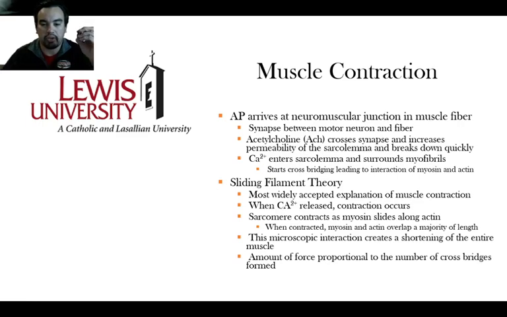This microscopic interaction creates a shortening of the entire muscle, and this is once again proportional to the number of cross bridges formed. Before, we were saying the action potential is directly proportional to the amount of fibers, and then at a microscopic level, we look even deeper, and you see that the amount of force is proportional to the number of cross bridges. So the more cross bridges I have, the more force I'm able to apply, because I'm activating more muscle fibers to contract. And if we look back, the more fibers that are contracted, the greater force I'm able to produce in the actual muscle.